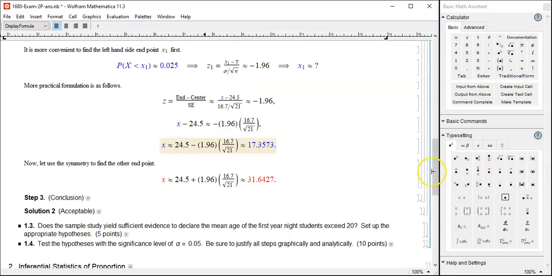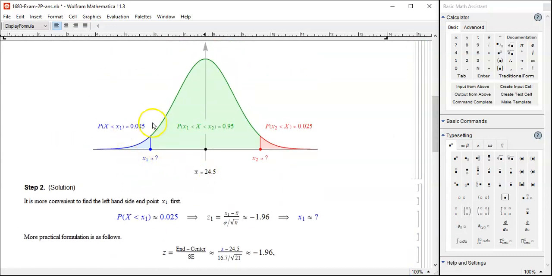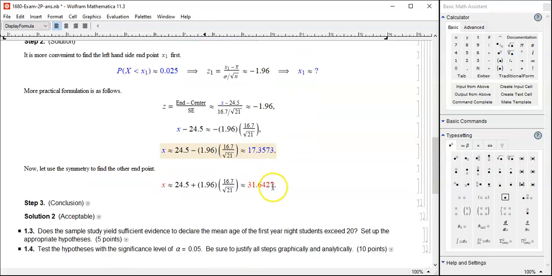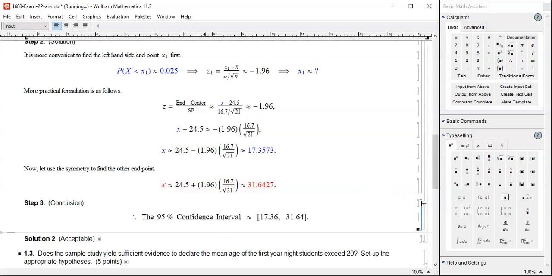Now, how do you find the other endpoint? We just found this one. Well, use symmetry. From the center, I took minus to get here. So from the center, plus to get to the other endpoint. And indeed, it changes minus to plus, so that's it. So what do we have? 17.36 to 31.64. And here's the conclusion.